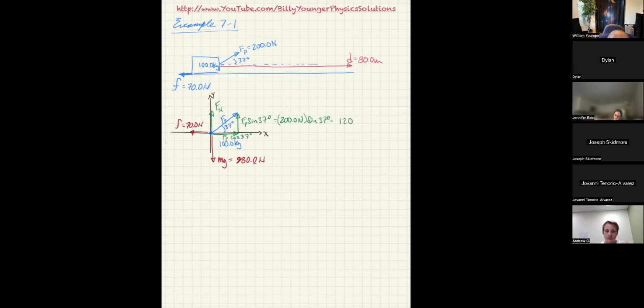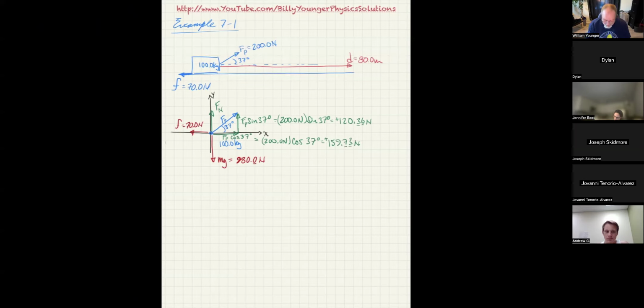That gives me 120.36 newtons in the positive direction. And for this one, this is going to be 200.0 newtons times the cosine of 37 degrees. So if I do 200 times cosine 37, that one gives me 159.73 newtons, and that's also in the positive direction.